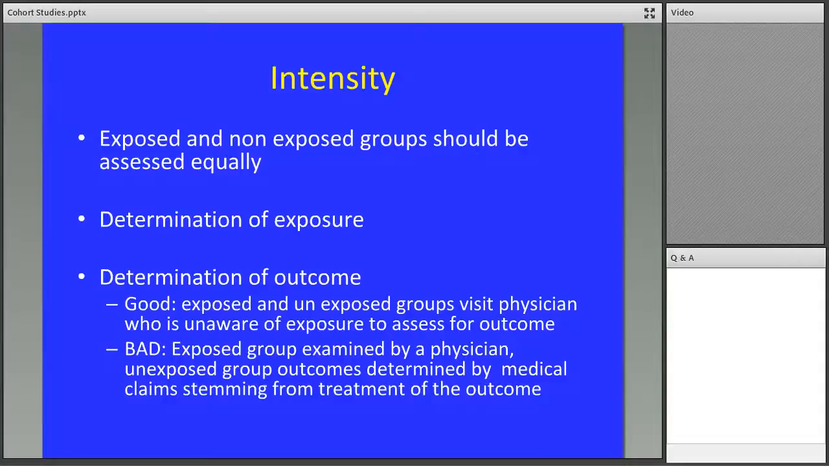There's also intensity of exposure. Exposed and non-exposed groups should be assessed equally. So how do you determine the exposure? Is it self-report? Is it direct observation? You need to sort of understand the exposure.